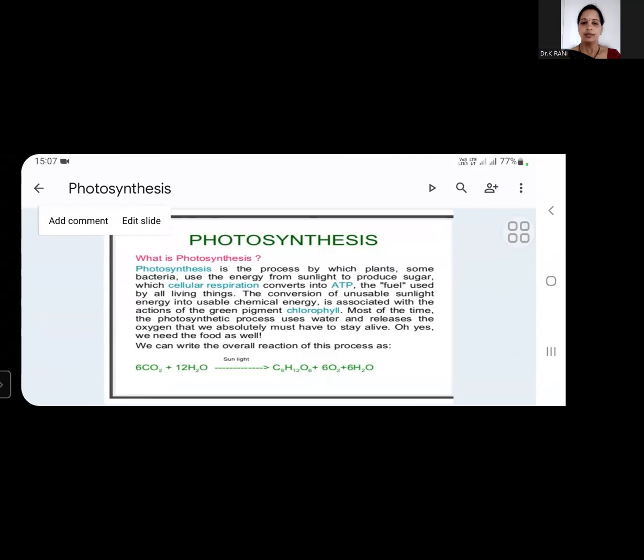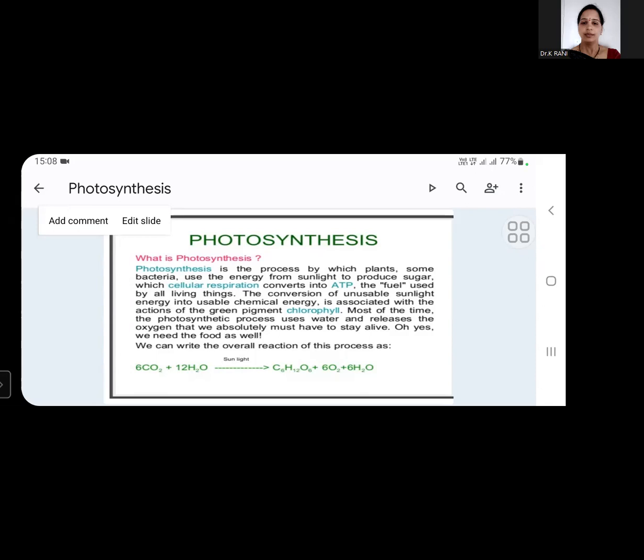So what is photosynthesis? It is the process by which plants, and some bacteria, use the energy from sunlight to produce sugar, which is then converted into ATP through cellular respiration. You know the equation: 6 CO2 plus 12 H2O gives rise to C6H12O6 plus 6 O2 and 6 H2O.